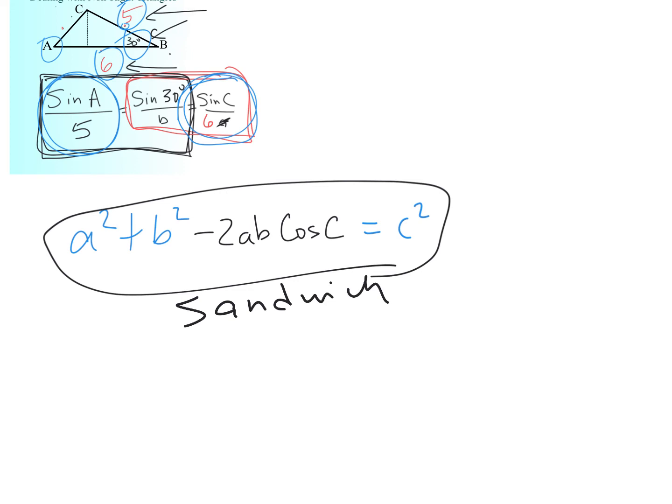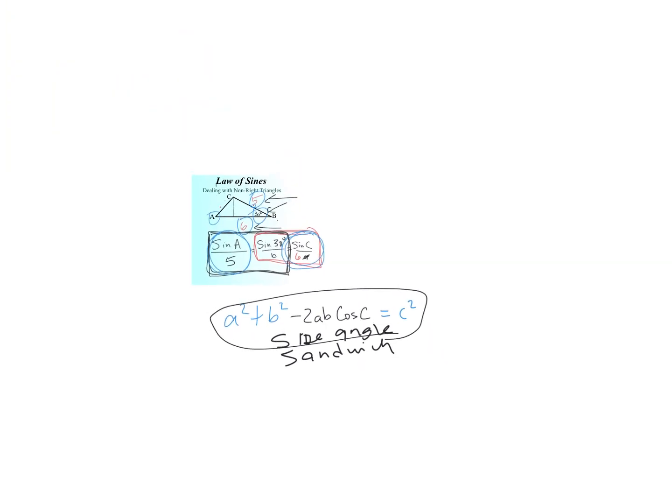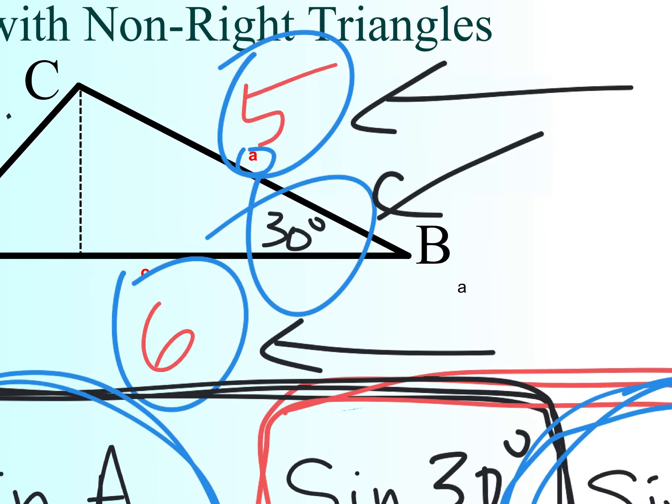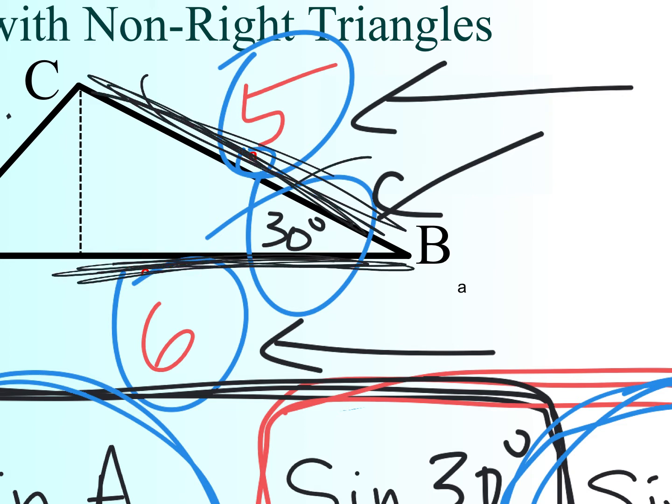If it's got a side-angle-side sandwich, it's like you've got this side and you've got this side and you've got the angle between them. That works well for the law of cosines. The law of cosines can solve that one.